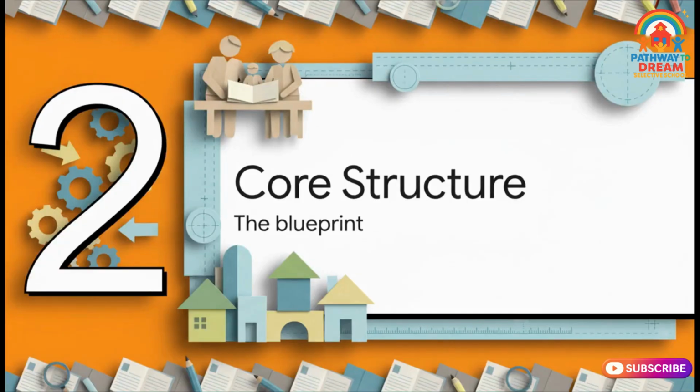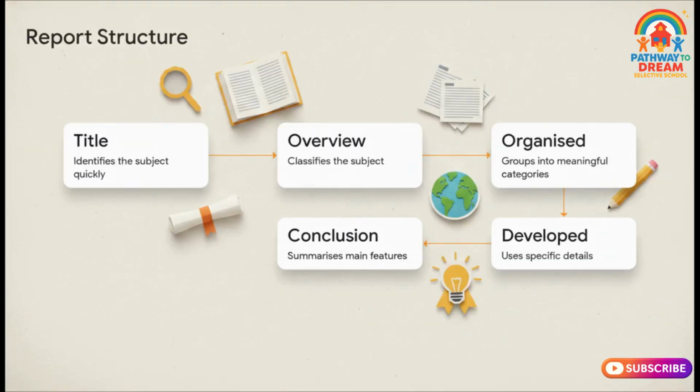Section 2. The core report structure. Now, think of this as the ultimate blueprint you can use to guide practice at home. It's a 5-part structure for a highly effective report. It kicks off with a clear title that identifies the subject immediately. Next is the overview or classification. This opening introduces the subject, what category it belongs to, and why it's notable. Those 2 steps, perfect foundations. Then we move into organized sections with meaningful categories filled with developed facts. Finally, a conclusion that summarizes the biggest takeaways and leaves the reader with a clear final understanding.